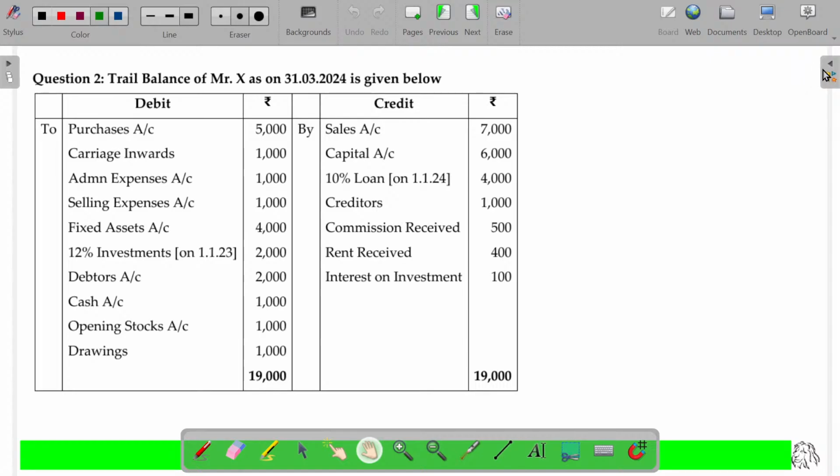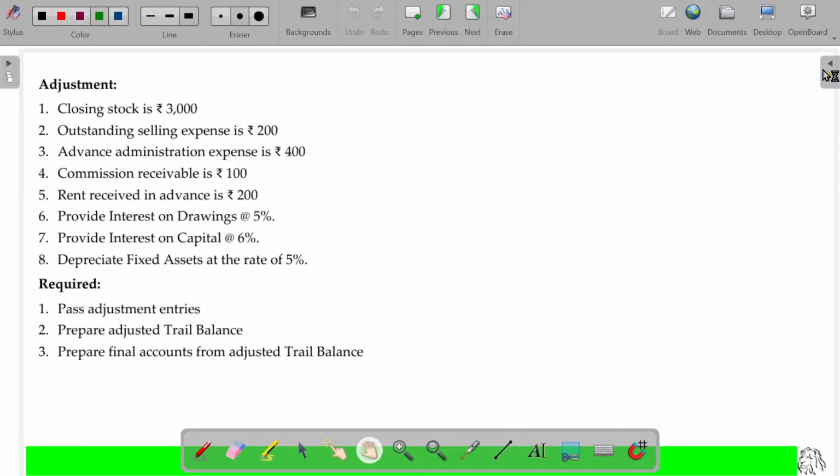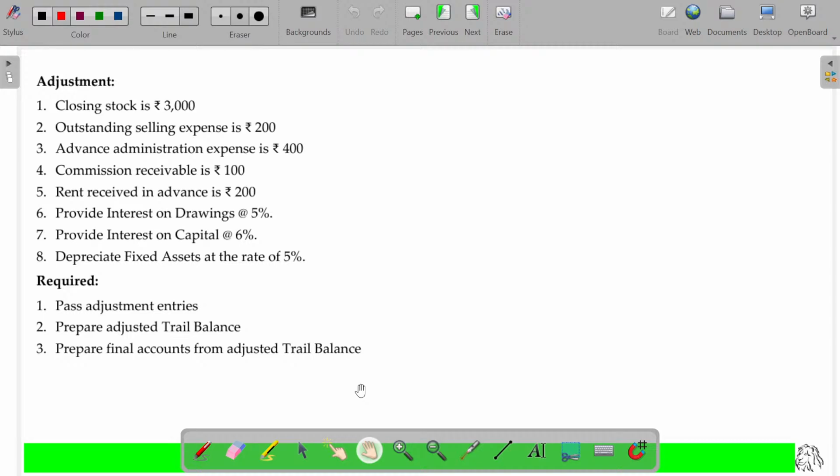Now we have set up a few other adjustments also to be done here. Okay, what are they? So we have been given almost 8 adjustments rather than 1. What are the requirements? Pass adjustment entries, prepare adjusted trial balance, prepare final accounts from the adjusted trial balance. Anyhow, I may guide this one later.